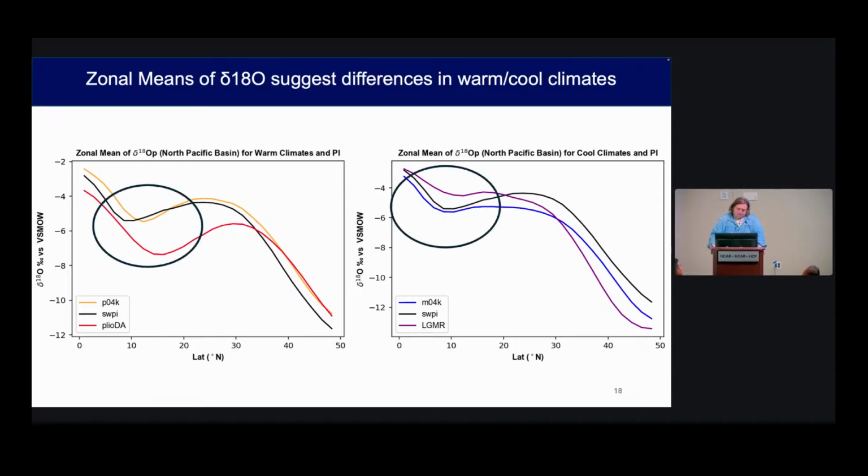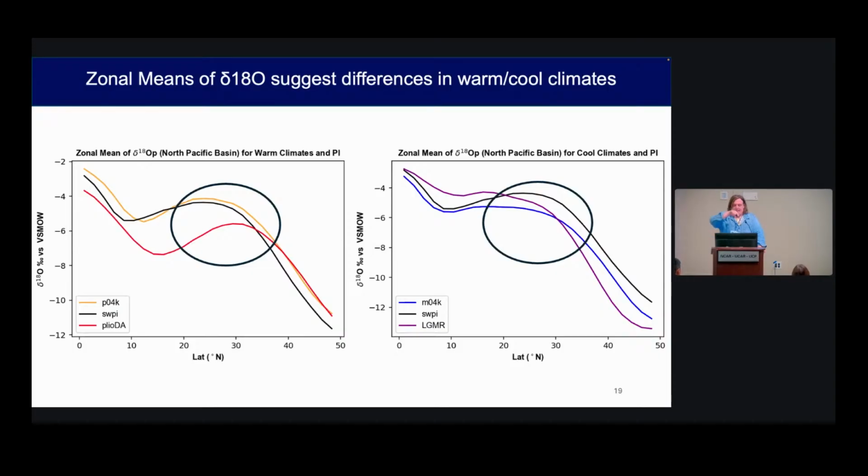So the first is this trough that appears between 10 and 20 degrees north in the Pliocene experiments that is much shallower in the last glacial maximum experiments. This could be from the ITCZ. It's how we've been interpreting it so far. And then the other interesting feature that we want to explain is this peak around 30 degrees followed by a decline, which could be due to the descending branch of the Hadley cell.